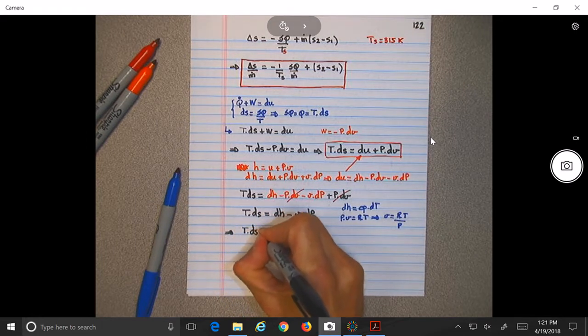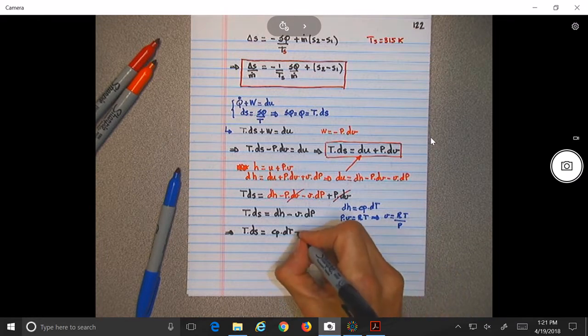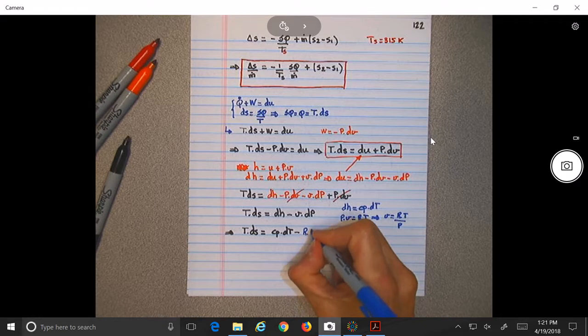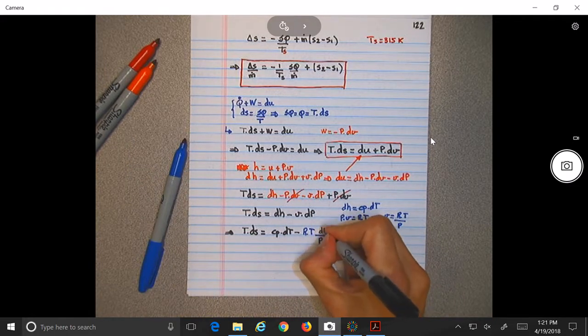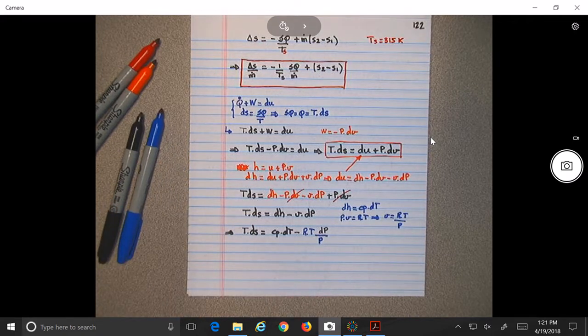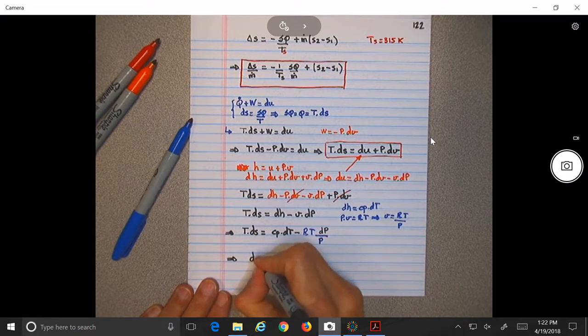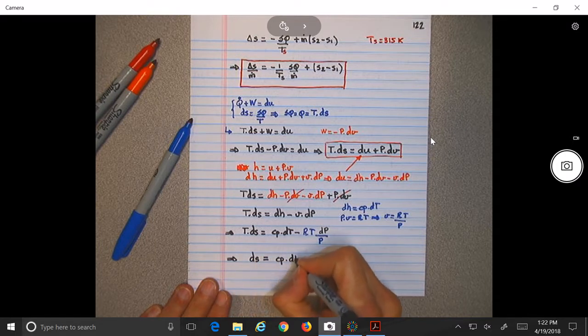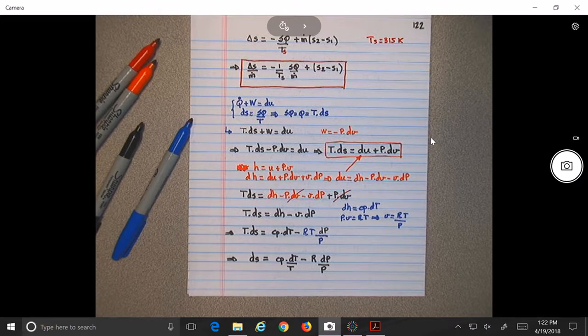TdS equals Cp dT minus what? RT dP over P. If I divide both sides by T, what do you get? ds will be equal to what? Cp dT minus R dP over P.